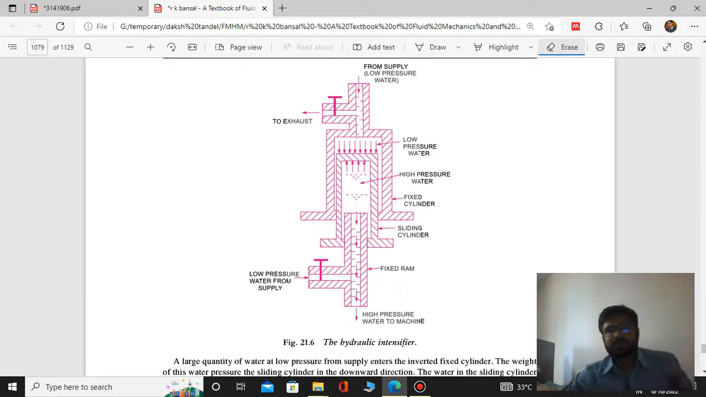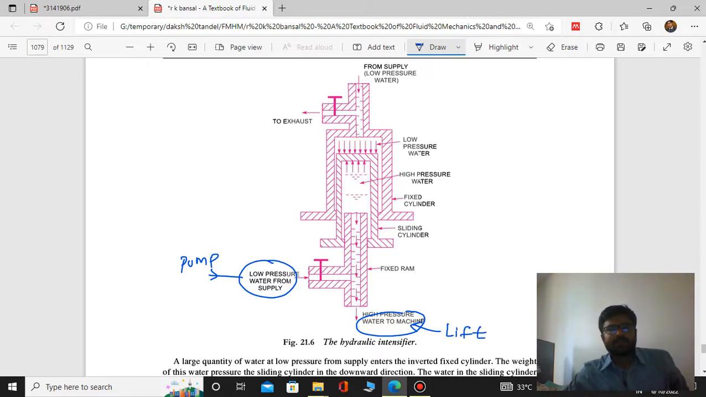So here you can see the diagram of an intensifier. Now this is the inlet connection, and here we have the outlet connection. Clear? Here it is connected with the pump, and here it is connected to a machine, any machine. Suppose we want to operate a lift, so it is connected with the lift. Now whenever energy is available, we will operate the pump and supply pressurized liquid into this intensifier.